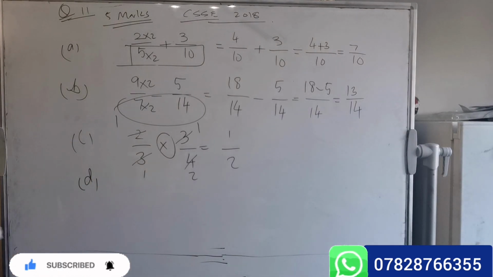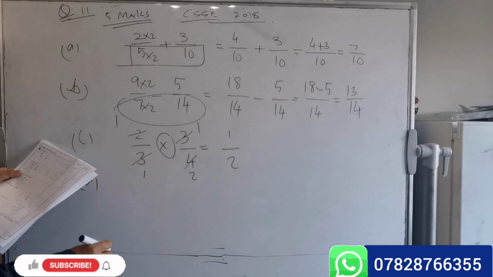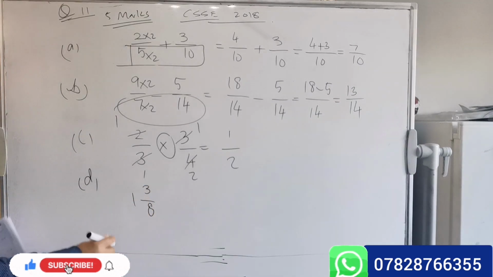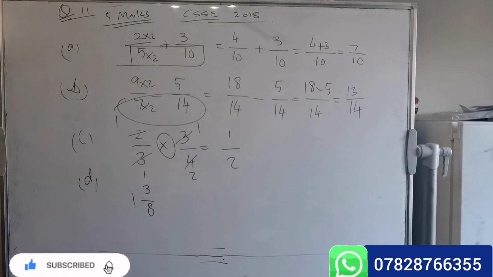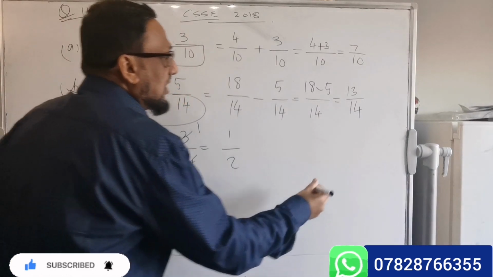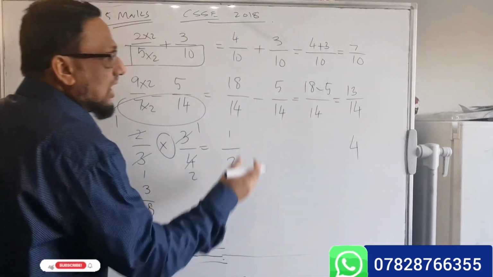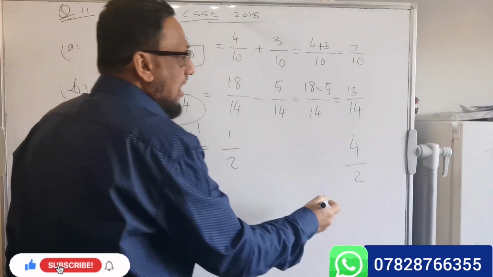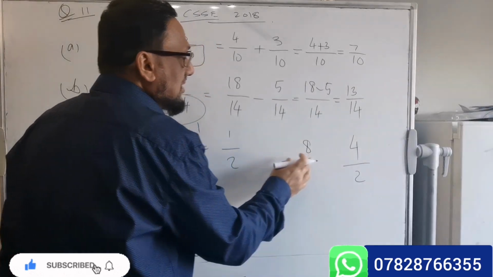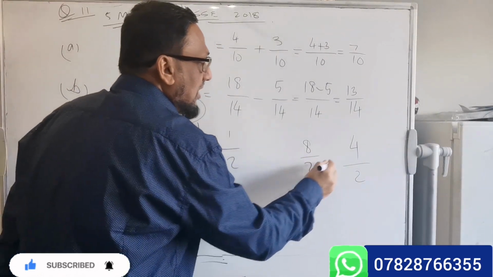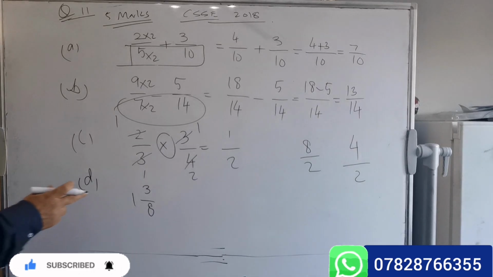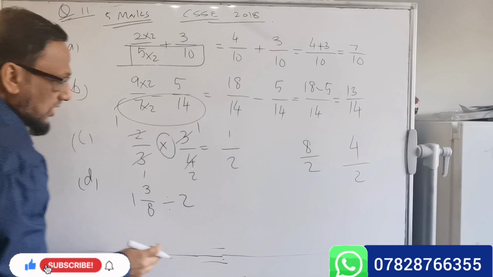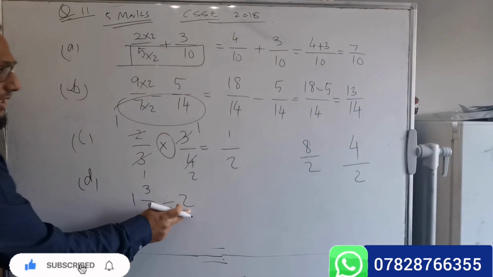Part D says, what is the half of 1 and 3 over 8? What is the half of this number? Half means divide by 2. If I say this is the number 4, what is the half of 4? You simply divide by 2. If this is the number 8, what is the half of 8? You simply divide by 2. Exactly, you need to do it here as well. So half of this one, we are going to divide by 2, put the divide sign and write down 2.